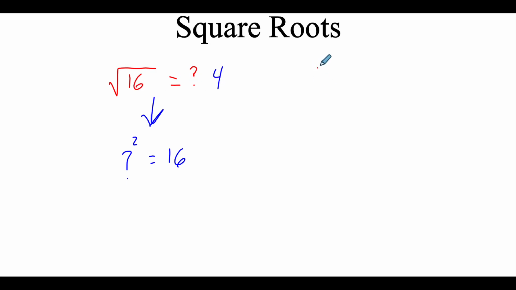And if we think about another one, let's look at the square root of 9. So that means that we're trying to find some number that when we square it, we get 9 as our answer. So if we think about our list of perfect squares, that number that we square in order to get 9 is 3. 3 squared is 9. So the square root of 9 is 3.